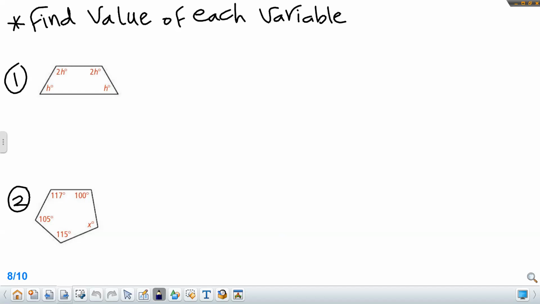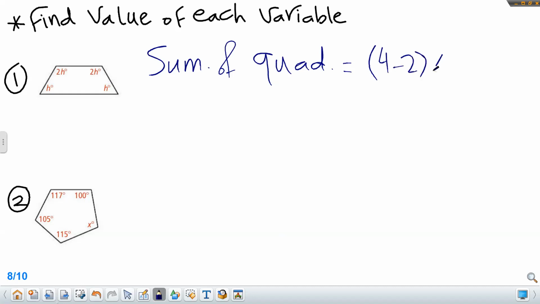Good. Okay, what about the sum of measures of interior angles of the quadrilateral? What's the rule? N minus 2, all times 180. So 4 minus 2, all times 180. It will be 360. Then you can find the h.